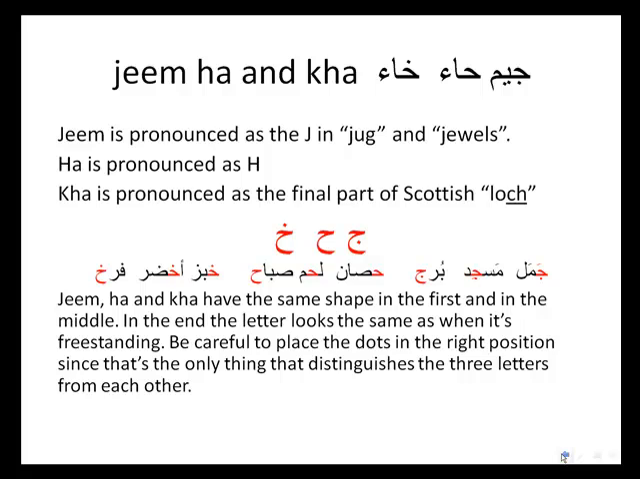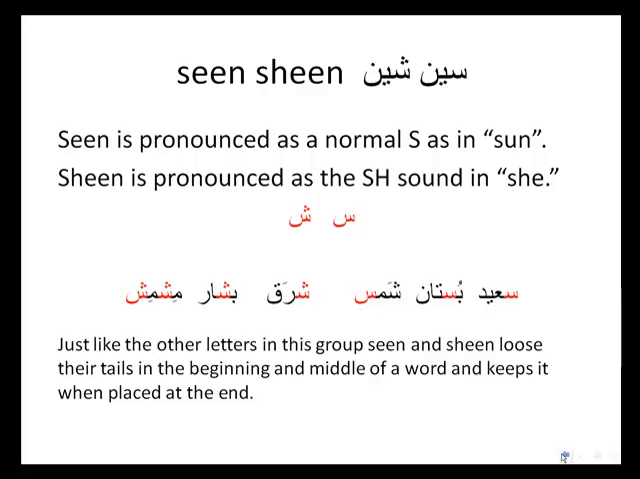All three of them behave exactly the same. In the beginning and the middle of a word, they lose the tail and just the top of the letter is kept. However, the dots are of course there. And at the end, they go back and show the same shape as they have when they're freestanding.